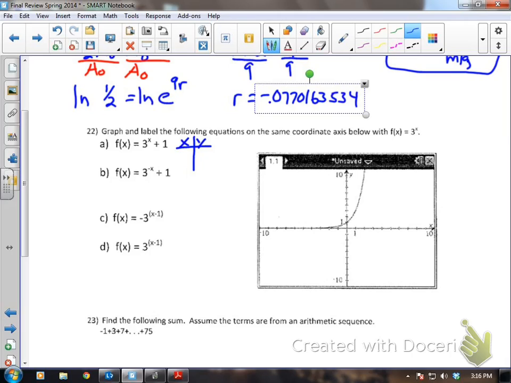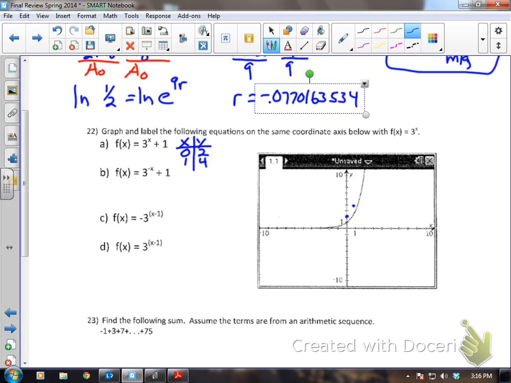You can do a little tiny table here, and you can try a couple points for x, like 0 and 1, and just see that if I take 3 to the 0 power, that's 1, and 1 plus 1 is 2. If I take 3 to the first power, that's 3, and 3 plus 1 is 4. So plotting those points, see it goes through 0, 2 now instead of 0, 1, and it goes through 1, 4 now instead of 1, 3.